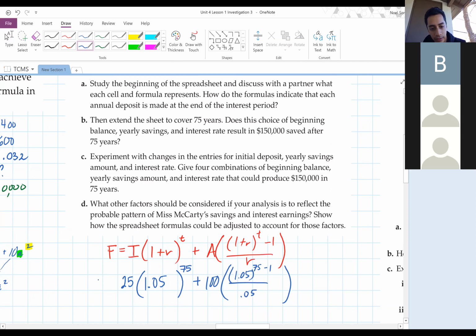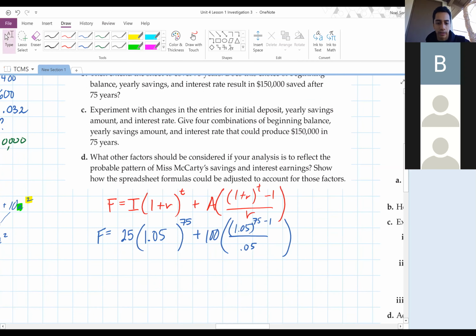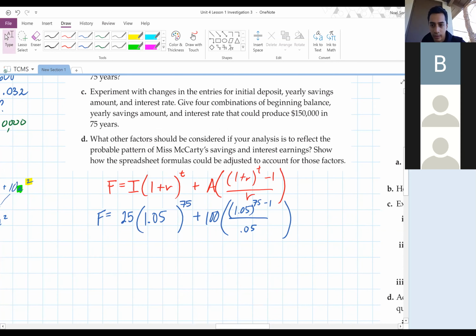So this will tell us whether she will be able to reach the goal by depositing 100 and having started with 25. It seems like she might fall short, but let's find out. So let's calculate, starting with the first part. We have 1.05 to the 75th power, and we'll leave that value like that, not rounded. We multiply that by 25. And so here we're looking at $970 with 82 cents.